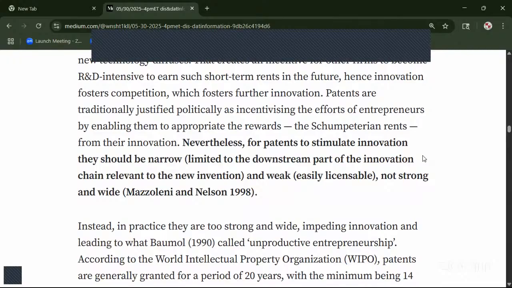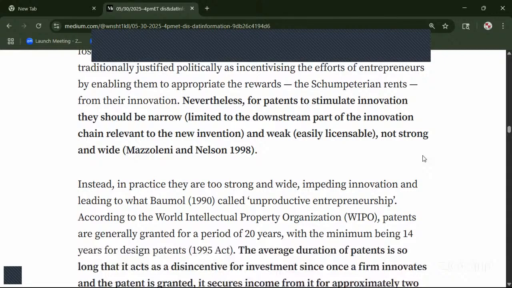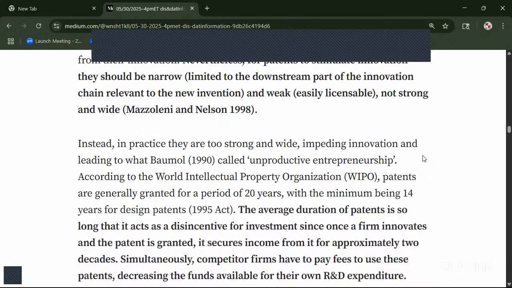Nevertheless, for patents to stimulate innovation, they should be narrow, that is, limited to the downstream part of the innovation chain relevant to the new innovation, and weak, that is, easily licensable, not strong and wide. I think COVID might have shown some examples of that. Instead, in practice, they're too strong and wide, impeding innovation and leading to what Baumol called unproductive entrepreneurship. Now, that's an oxymoron, right?